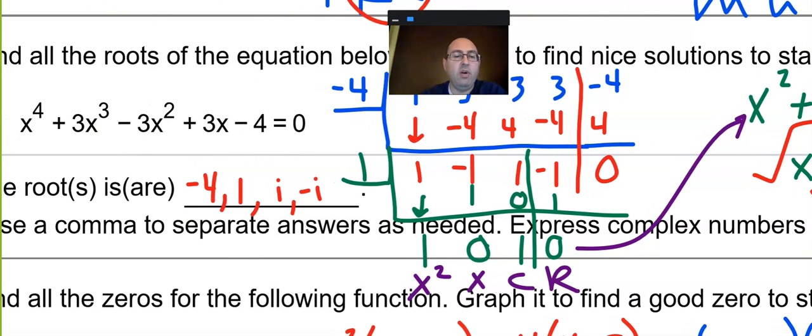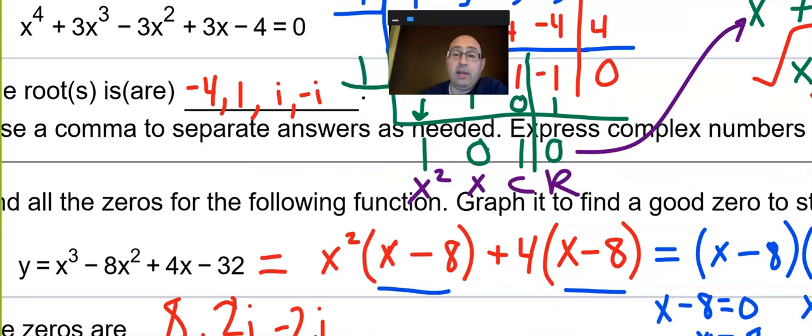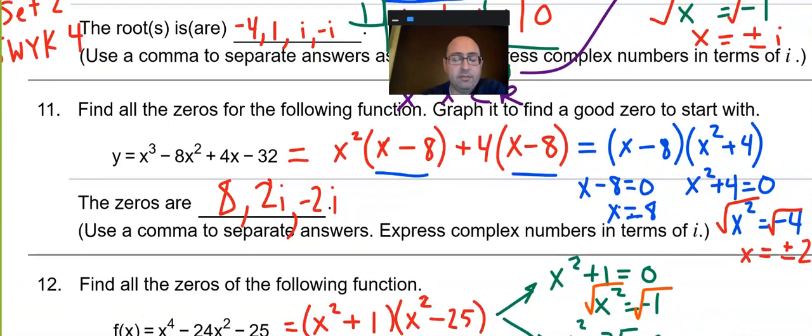So the -4 and the 1 we found from the graph, but then we used synthetic division to get down to a point where we could continue with solving. We didn't need the quadratic formula, although that could come up sometime.